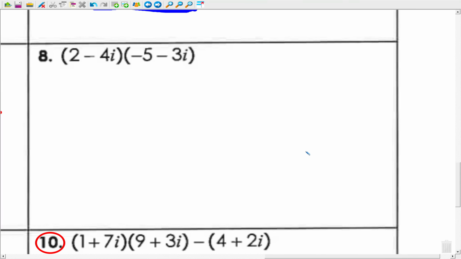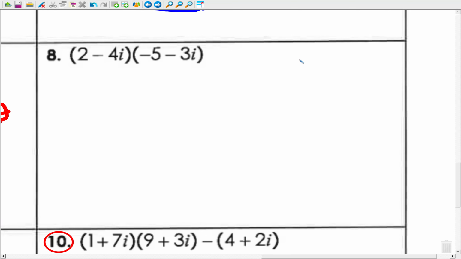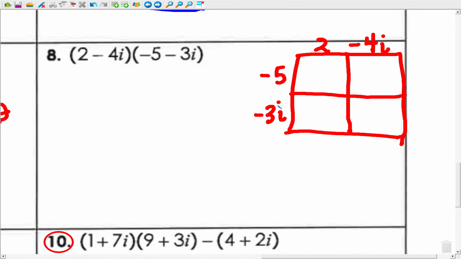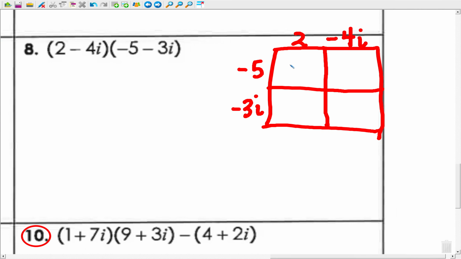The next problem, another binomial. So I want to draw my box and write what you have across the top. 2 minus 4i, negative 5 minus 3i. Multiply to get in the box. So that means this one will be negative 10. This will be negative 6i. This will be positive 20i. And this will be a positive 12i squared.